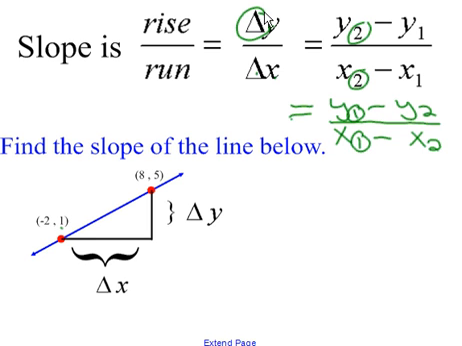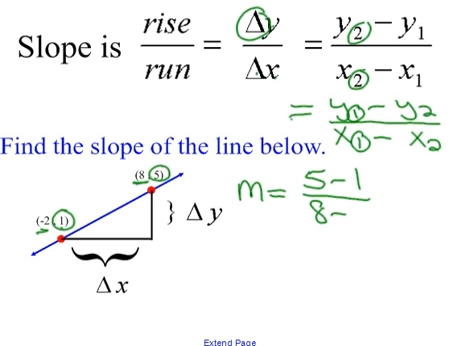So the first thing I'm going to do is find my slope. I find the difference of the y values, so 5 minus 1, over the difference in the x values. Since I started with 5, I need to start with 8 minus -2, which equals 4 over 10, which just reduces to 2/5.